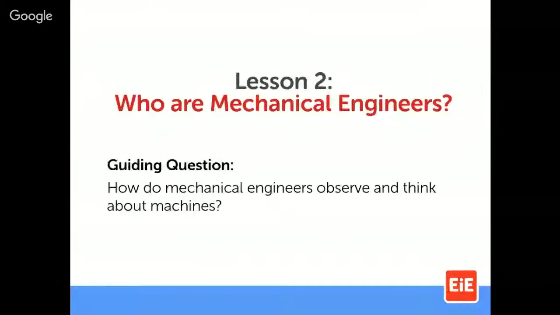All right, so moving into Lesson 2. The guiding question for this lesson is, how do mechanical engineers observe and think about machines? So this is actually a critical lesson for this unit in particular.